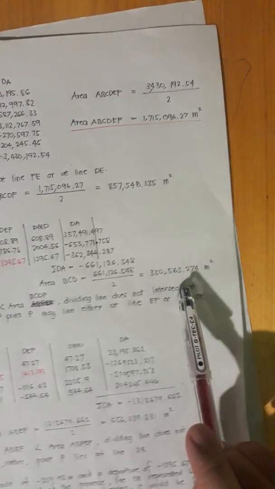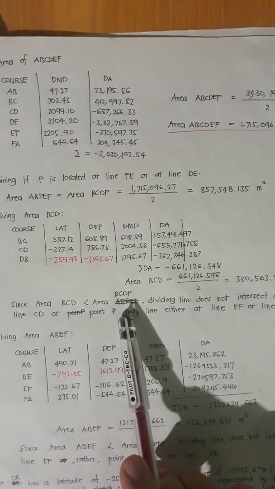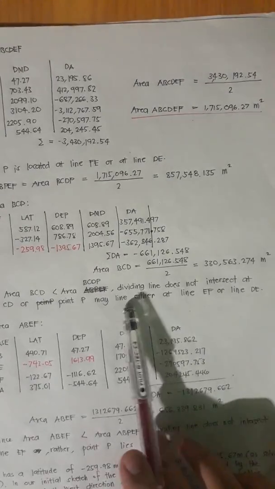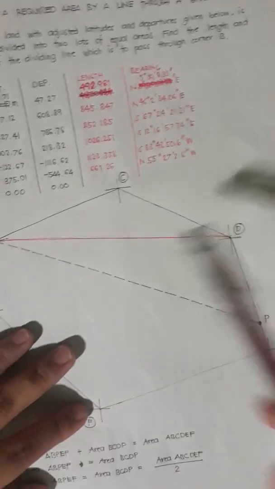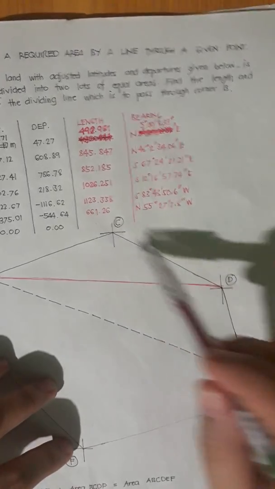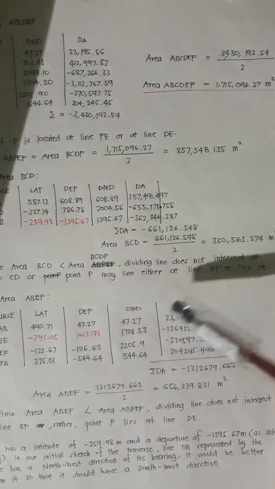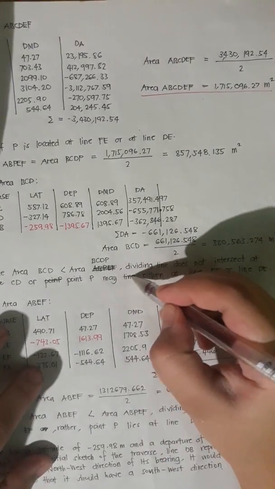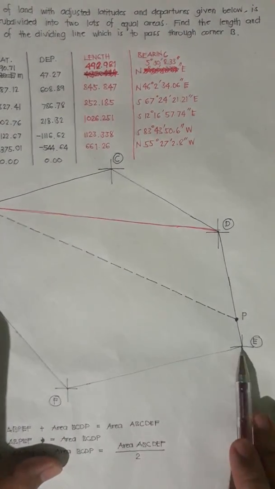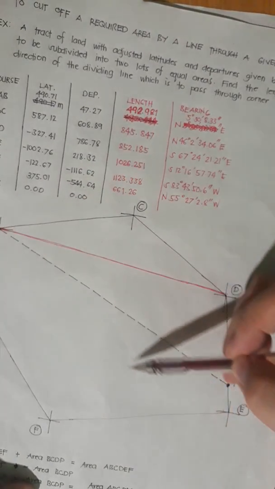Area BCD is 330,000. Since area BCD is less than half of the whole area of the tract, the dividing line does not intersect at line CD, so it would be impossible for the dividing line to intersect this line, or point P does not lie at line CD. Point P may either lie at line EF or at line DE. So it could either intersect right here or right here.